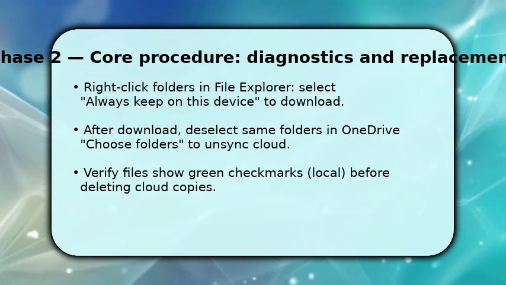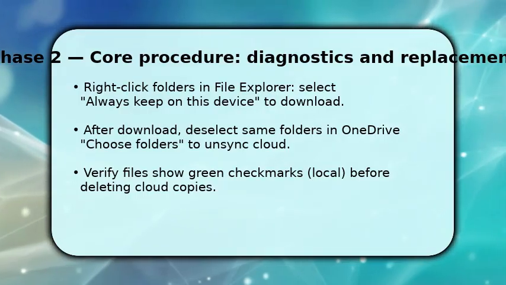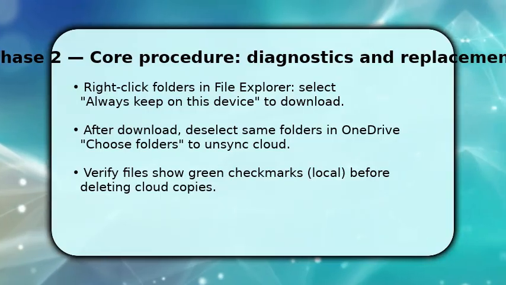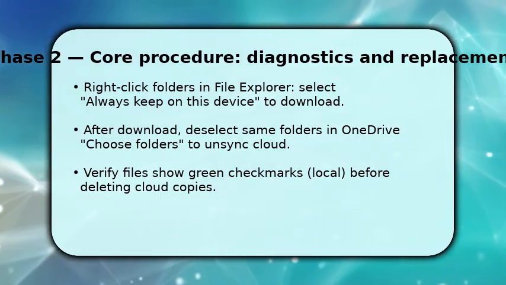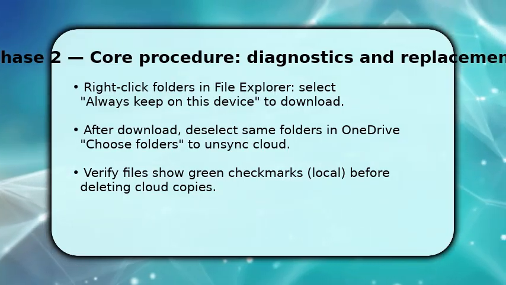You now force files to become local by marking folders always keep on this device, which downloads full copies. That is why you checked free space earlier. Once the green solid checkmarks appear, return to OneDrive settings account, choose folders, and uncheck those folders to stop syncing.